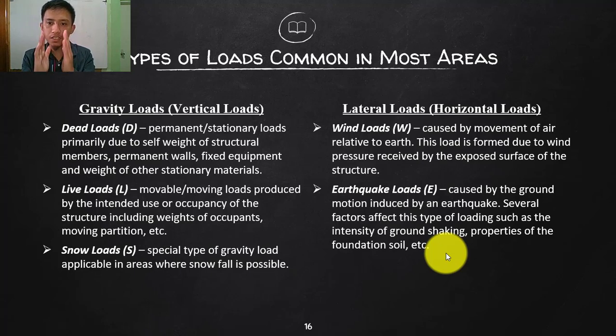And since there is an acceleration, and of course the building has a mass, from the dynamics of rigid bodies, if there is a motion and there's a mass, then there should be a force. Force is equal to mass times acceleration. So because of the acceleration of the building, and because of the mass of the building itself, that will create an internal force being resisted by the building. So that is an earthquake load, and that is being affected by a lot of factors.